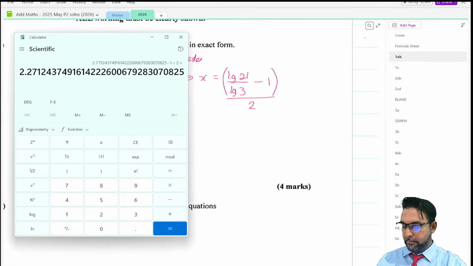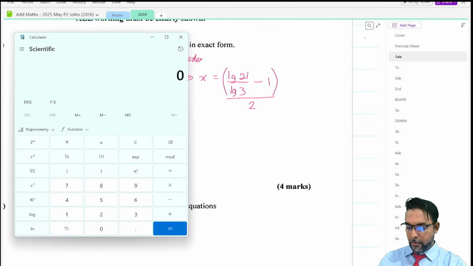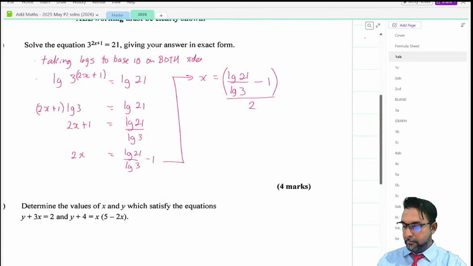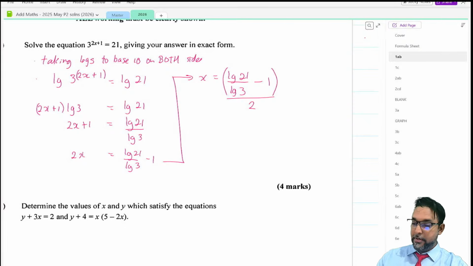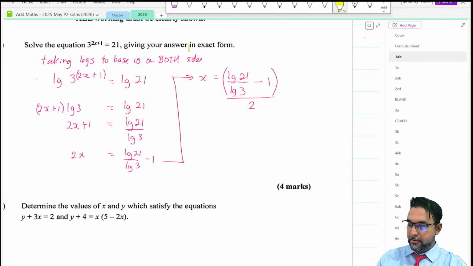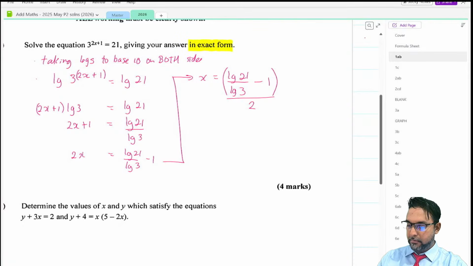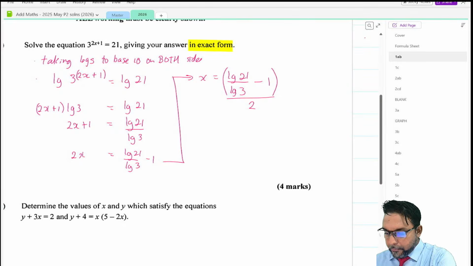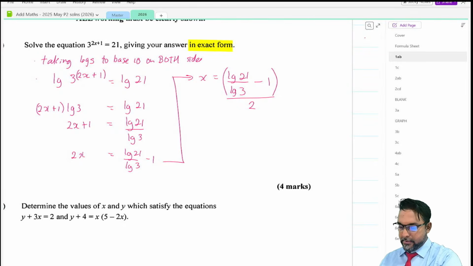Anybody got 2.27? Oh, no, they said exact form. Ooh, interesting. All right, okay, maybe I do need to simplify this somewhat. But yeah, see, I should read your question properly and follow your instructions. Can I simplify this anymore? I could. Do I want to? Yeah, I guess I could.